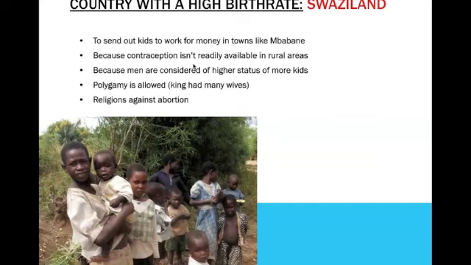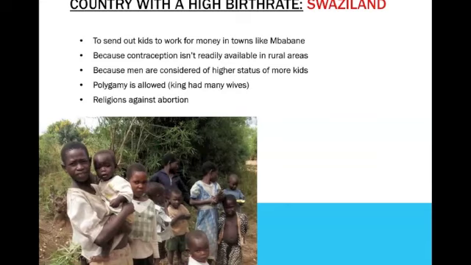Okay, so another reason that there may be high birth rates is because contraception isn't readily available in rural areas. Perhaps there's just none there, or it's too expensive, or they don't know about it, but there is just not availability of contraception. Another reason that people have a lot of kids is because men are considered of higher status if they have more kids. So the more kids you have, the cooler you are, like in African culture. It's kind of weird, but yep.